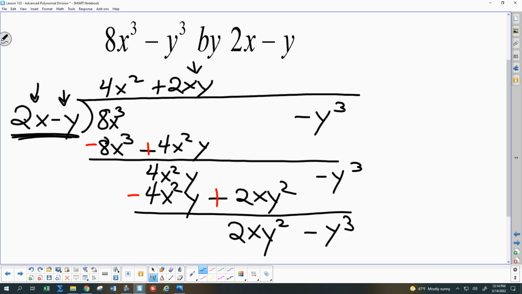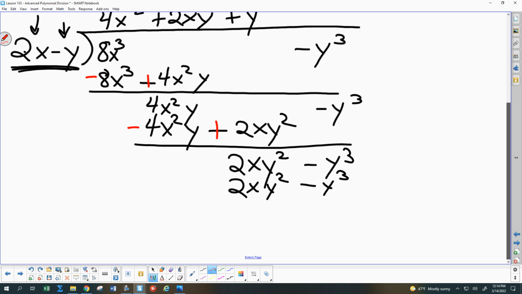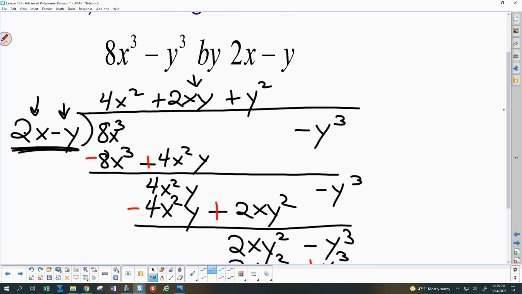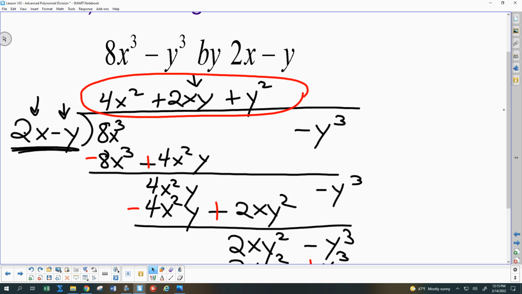Who wants to tell us the final term in our quotient? Abby? And thanks for remembering the plus y squared. Thumbs up, thumbs down. What do you guys think? Everybody getting that? Plus y squared times the 2x is 2xy squared. Plus y squared times the minus y is minus y cubed. An exact match, so we know when we subtract it will cancel out and leave us a 0 remainder. So 4x squared plus 2xy plus y squared is our final quotient on this.